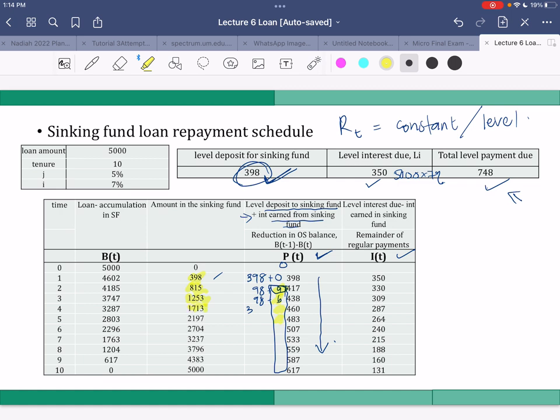So the IT also will reduce. What is IT again? IT is not the interest due, because the interest due is flat, 350. It is the interest that comes from the regular payment, so the interest that comes from this 748. So the interest that comes from this 748 will reduce.